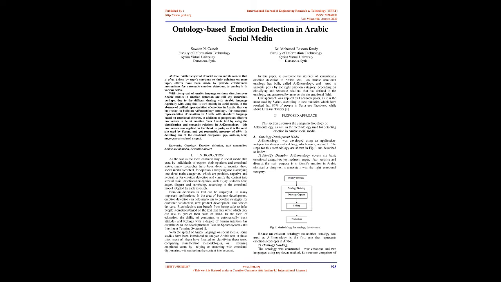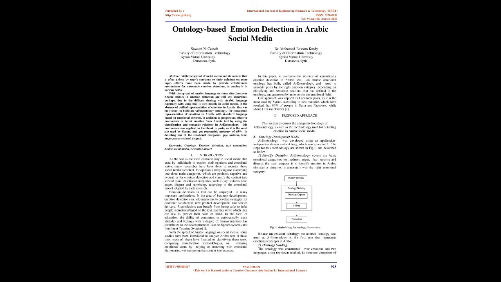In the absence of a unified representation of emotion in Arabic, this was the motivation to build an ARM ontology for conceptual representation of emotions in Arabic with standard language based on emotional theories, in addition to proposing an effective mechanism to detect emotion from Arabic text by using the classification and semantic relations in the ARM ontology. This mechanism was applied on Facebook's posts, as it is the site most used by Syrians, and got a reasonable accuracy of 65% in detecting one of the emotional categories: joy, sadness, fear, anger, surprise and disgust. Keywords: ontology, emotion detection, text annotation, Arabic social media, Levantine dialect.